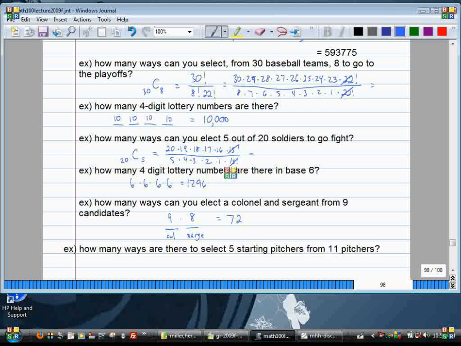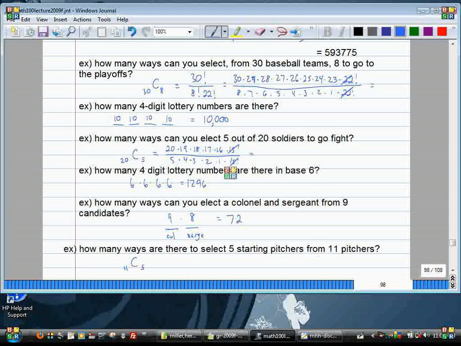Next, how many ways are there to select 5 starting pitchers from 11 pitchers? Okay, so Shaquille, why is it 11C5? Why is that? That's true. You use no pitcher more than once. And so that's the first thing. And then the second thing we need to figure out is what? Right. Does order matter? Rian says no.